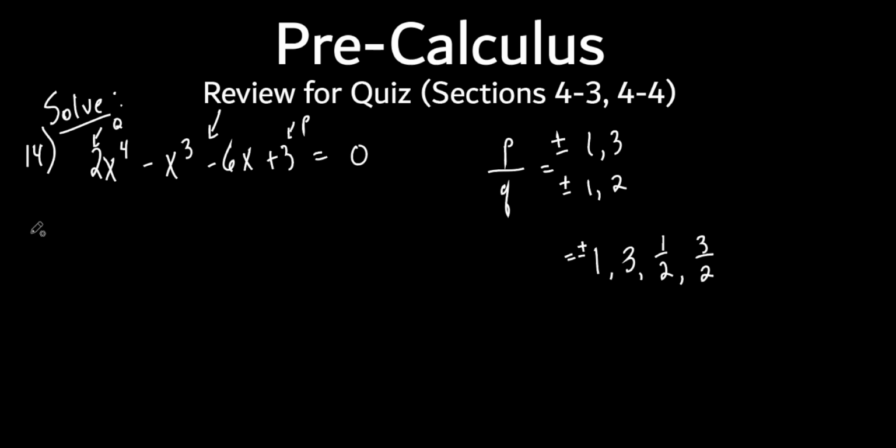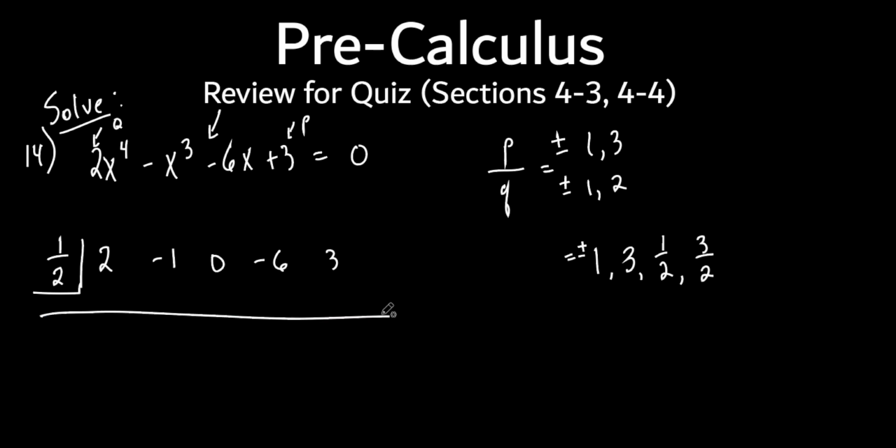Let's try the next one. Half. Let's try a half. I haven't tried this before. Can we do this? Maybe. -1, 0, -6, and 3. All right, let's see if this works. You could just plug a 1/2 in for the x, couldn't you? All right, so that's fine. If you like to do it better that way, perfectly fine. It's whatever you like to do.